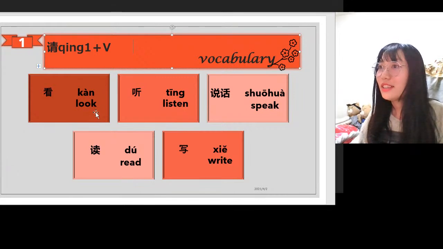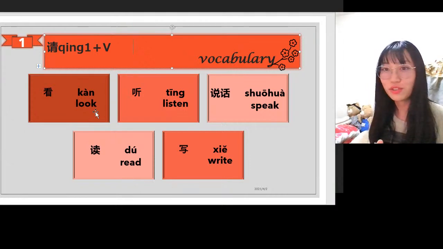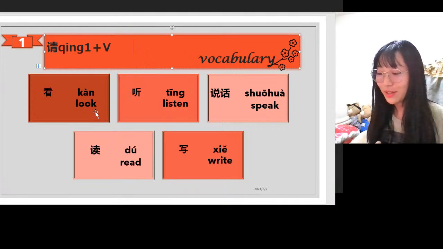Okay, so if you don't mind, please read after me. No matter, maybe your Chinese is pretty good now, but I think the pronunciation is super important. So please read after me.